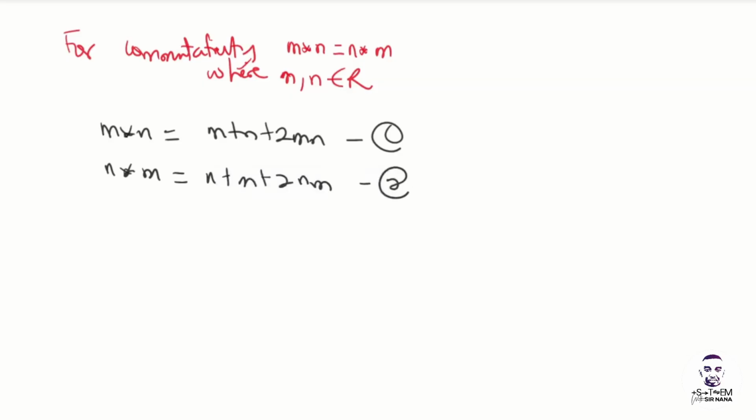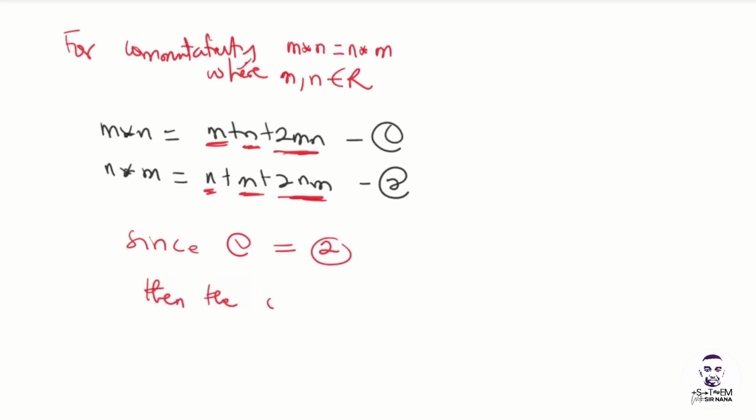Now we want to compare equation 1 and equation 2. We realize that the M is positive here, the M is positive here, so that is okay. The N is positive here, the N is positive here. Then we have 2MN and we have 2NM. Remember that we said that multiplication is commutative under real numbers, so 2MN and 2NM are the same. So we see that they are the same for equation 1 and equation 2. So we can conclude that since equation 1 is equal to equation 2, then the operation star is commutative.